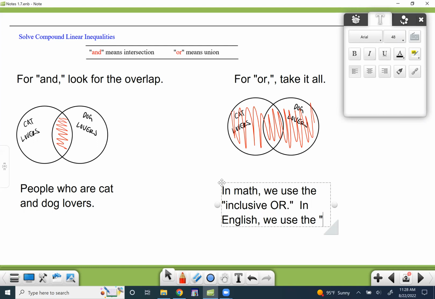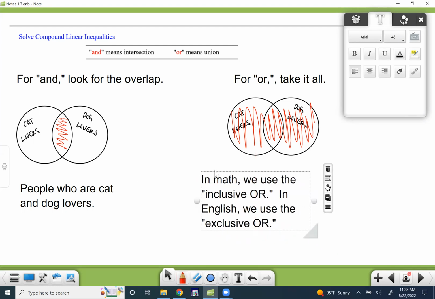we use the exclusive "or." So, my understanding of "or" in English is like either you're blonde or you're brunette. There's no like, oh, that person could be both, right? Either you're a guy or a girl, you know, either that animal is a dog or a cat. That is what we would call an exclusive "or." It's one or the other, but not both. Okay. That is not the case in math. In math, our "or"s can be one, the other, or both.